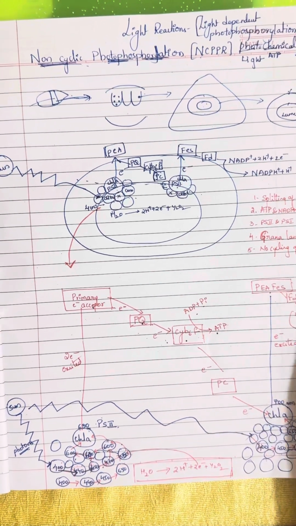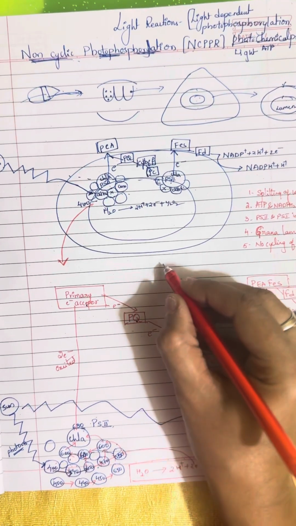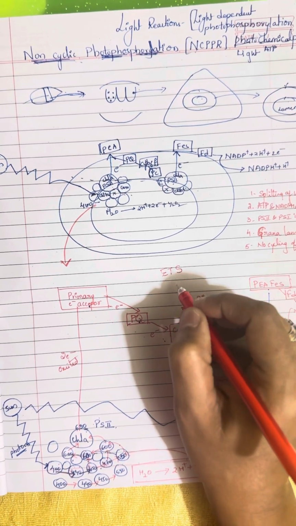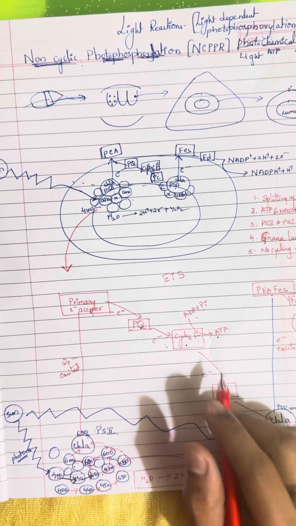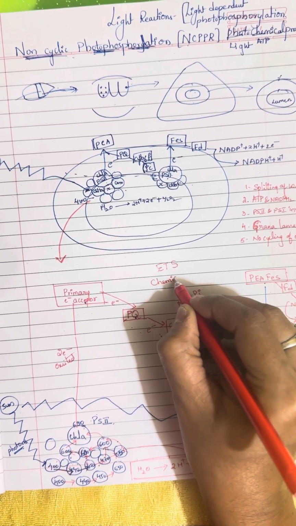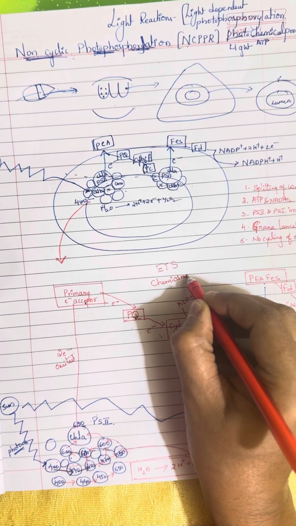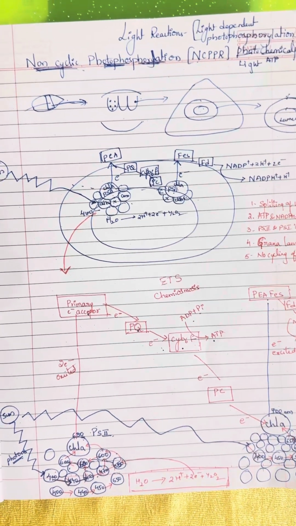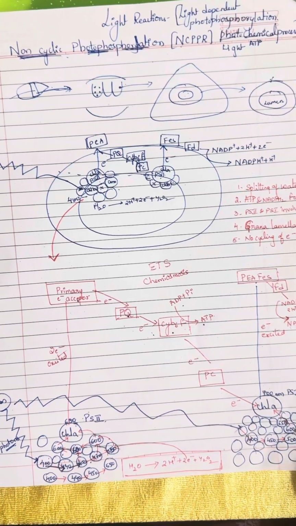This process we can also call ETS, the electron transport system, because electrons are getting transported. We can also call it chemiosmosis. Chemi means chemicals moving from a higher energy level to a lower energy level, so we call it a chemiosmotic process. We also call it ETS.